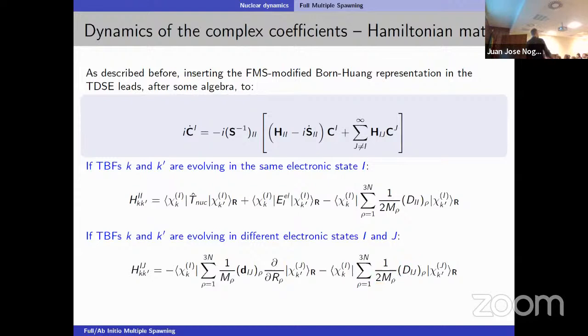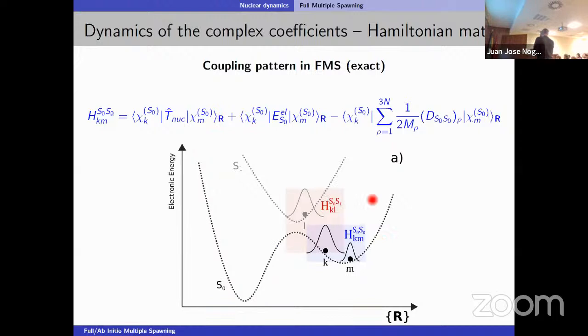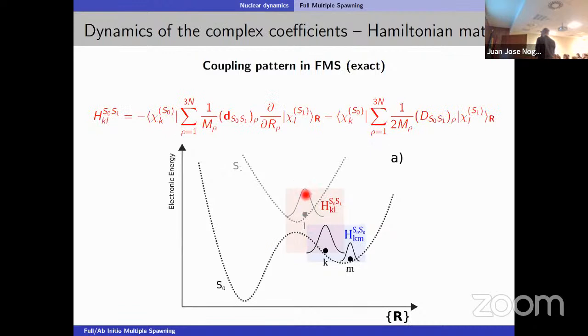So if you like pictures, that's exactly what I just told you, right? If you have different Gaussian functions, if the two Gaussians are on the same state, like K and M here, they will talk in the following way. Nuclear term, electronic energy term, and the second order coupling. If the two Gaussians are on different states, say K and L, they will be talking via the non-adiabatic coupling vectors and the non-adiabatic coupling term here. But once more, the take home message is these Gaussians will be talking to each other.